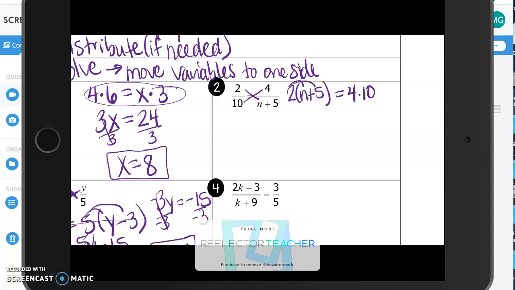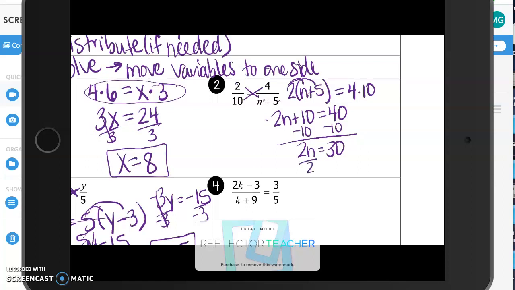So we would have 2n plus 10 is equal to 40. Some of you will get to the point where this right here will actually be your first step, as long as you remember to distribute the 2 to both of those. So then to solve, I would subtract 10 from both sides. 2n equals 30. Divide both sides by 2, n equals 15.